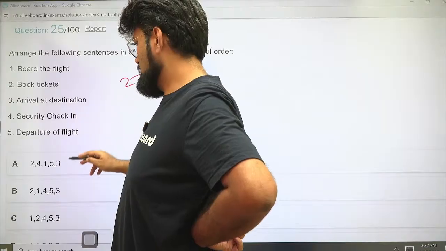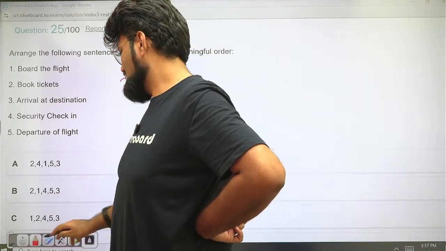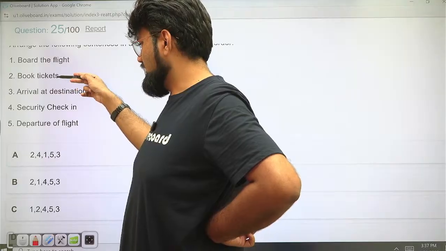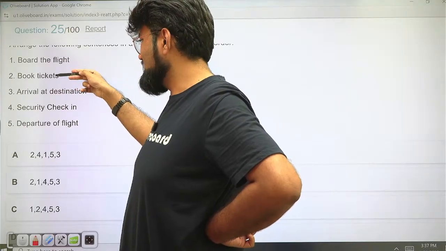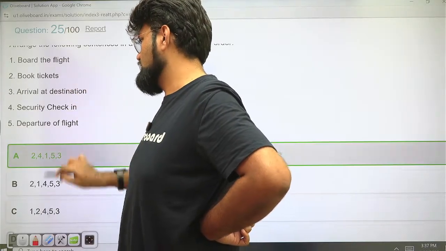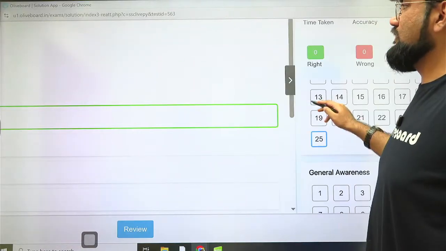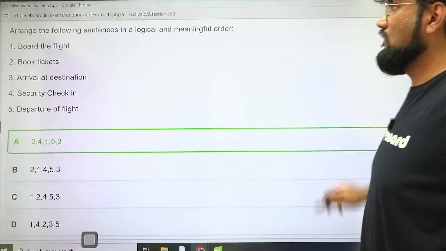2, 3. So starting with 2, 3, you have two options. These two are not there. So the next one after 2, after booking tickets, is it boarding the flight or is it security check-in? Of course, 4 will come first. Option A is the right answer. 26 seconds. Excellent. So with that, the reasoning section is done.